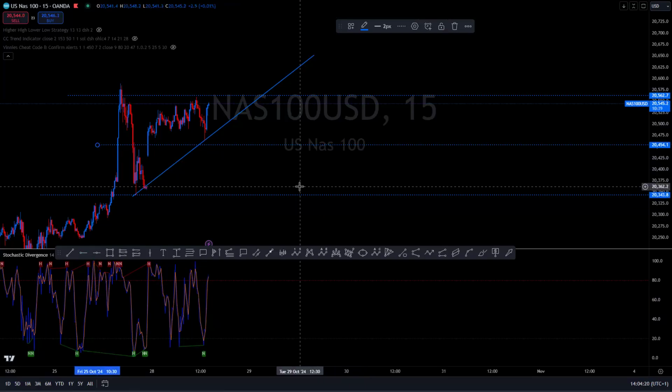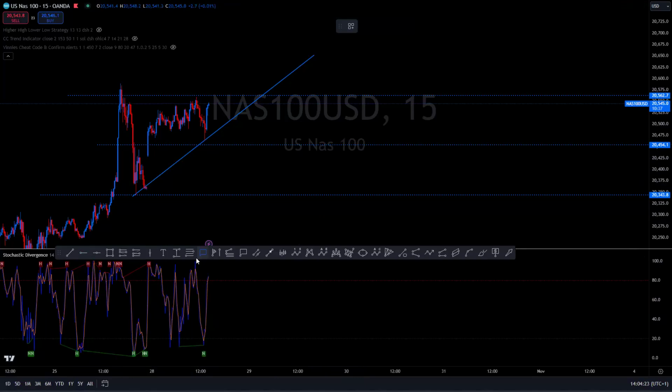So we are still in a bullish trading range at this point.